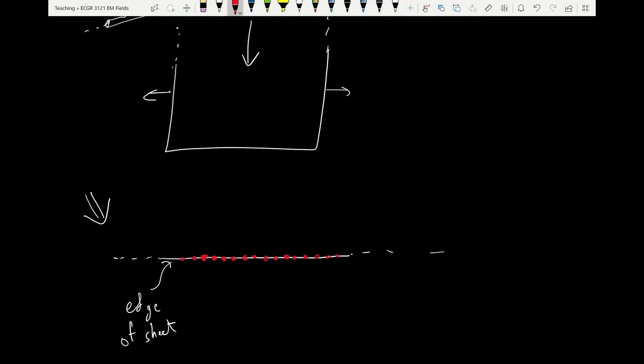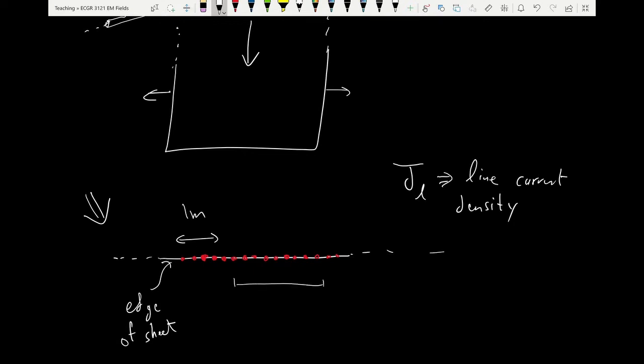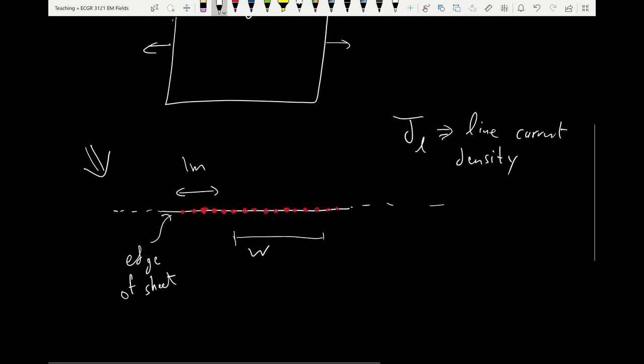This is an infinite sheet, so there's an infinite amount of current, of course, but what we can talk about is line current density, meaning how much current flows per unit length. Let's say this is a 1 meter length, 1 unit length. Then J_L is going to be the amount of current flowing in 1 meter. So that's line current density. It's the amount of current flowing in 1 unit width of the sheet. What about the current flowing in a general width? Let's say this is W. The amount of current flowing in the width W of the sheet is going to be J_L times W.